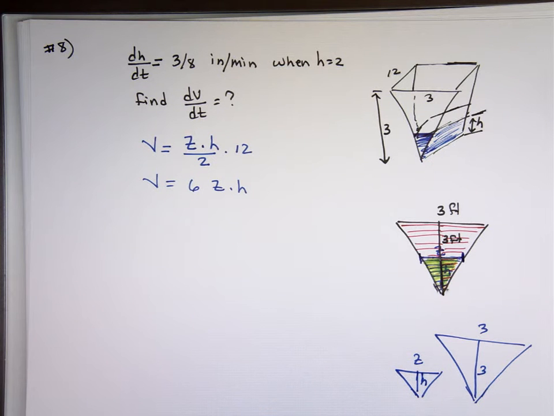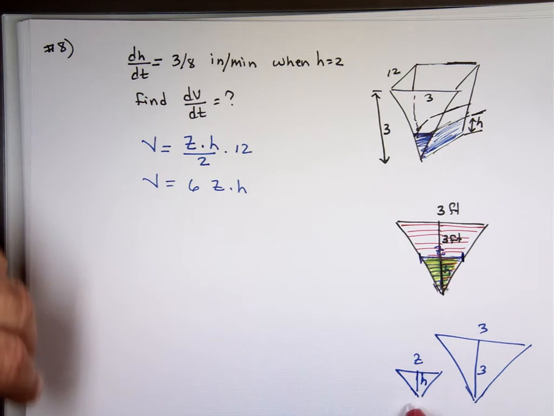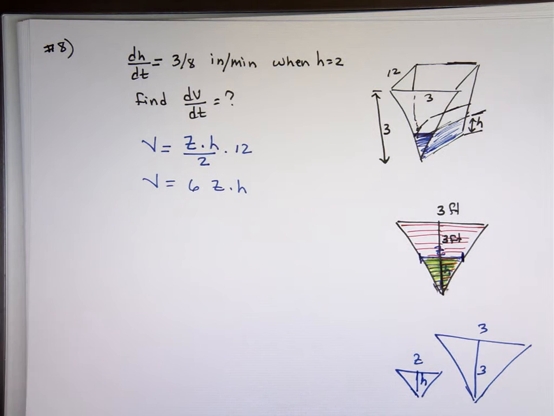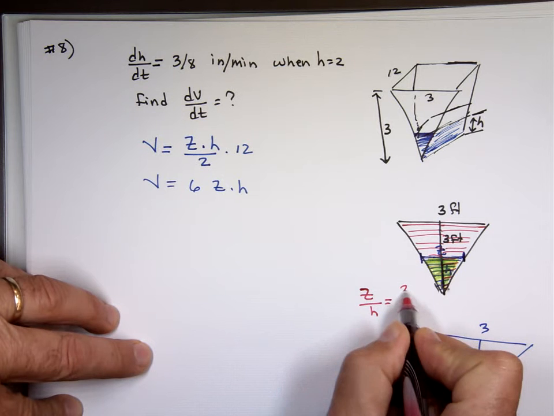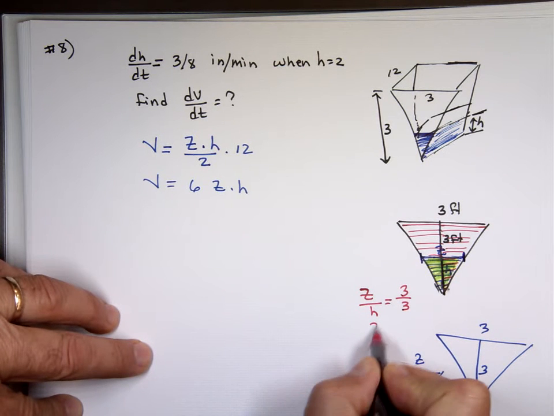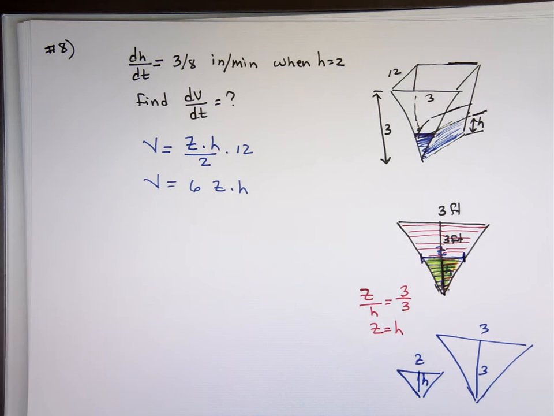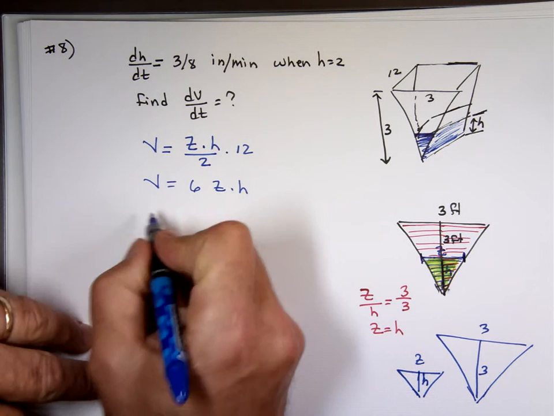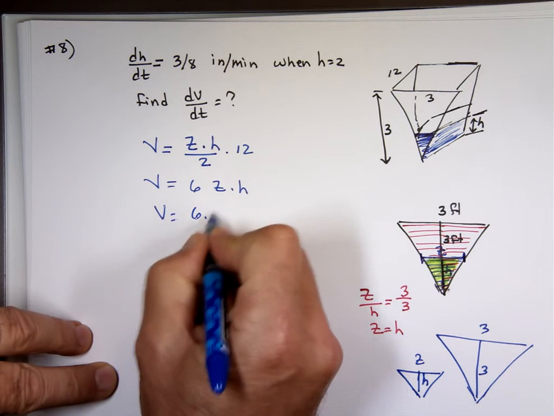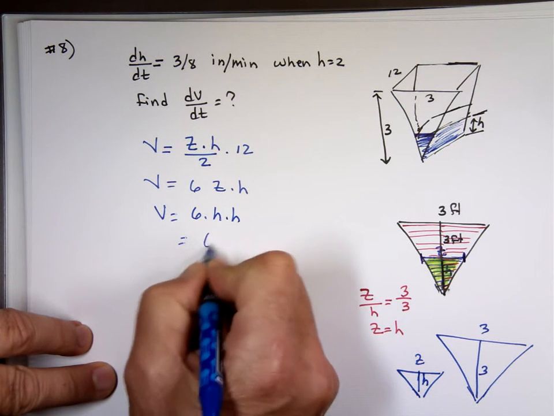So we get similar triangles. And the ratio of Z to H is the same as the base to the height. And this will be what? 3 to 3. So Z really equals H here. 3 over 3 is 1. So now instead of having Z here, I can replace that in the volume of the water there. 6 times H, which is what? 6H squared.